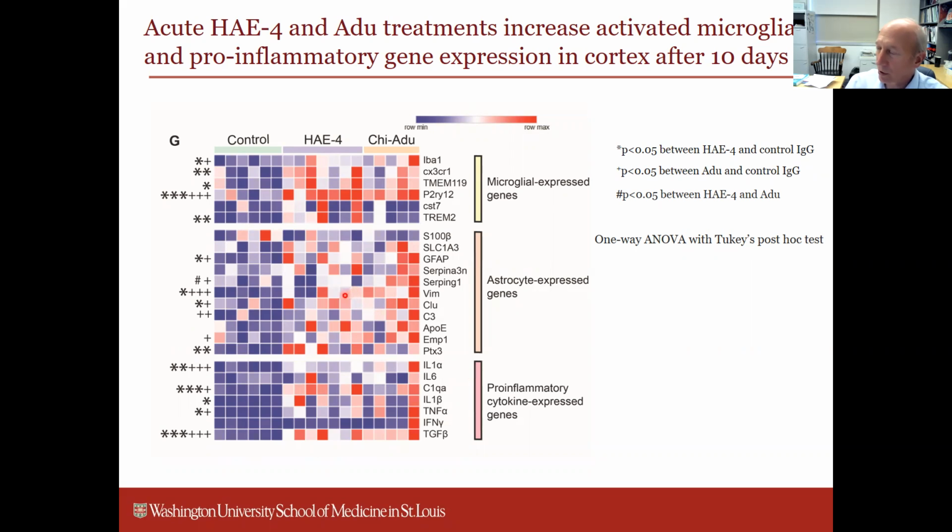And you can see that a short time after giving the APOE antibody or the A-beta antibody, there was an increase in microglial reactive type genes, astrocyte reactive type genes. So no major difference between the groups. So that didn't seem to explain perhaps this side effect issue.